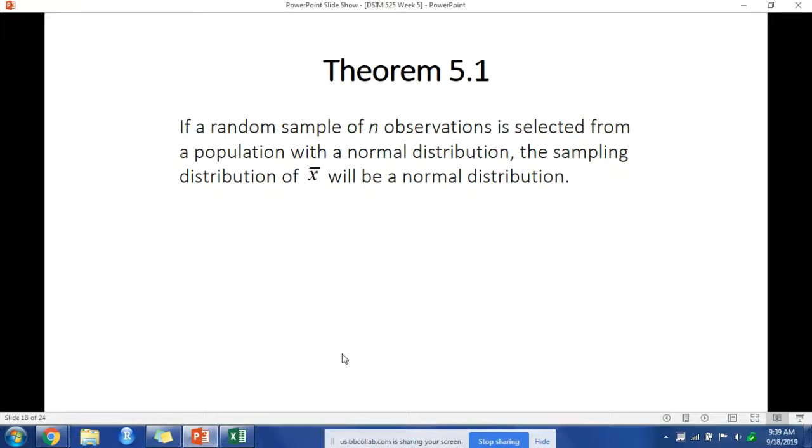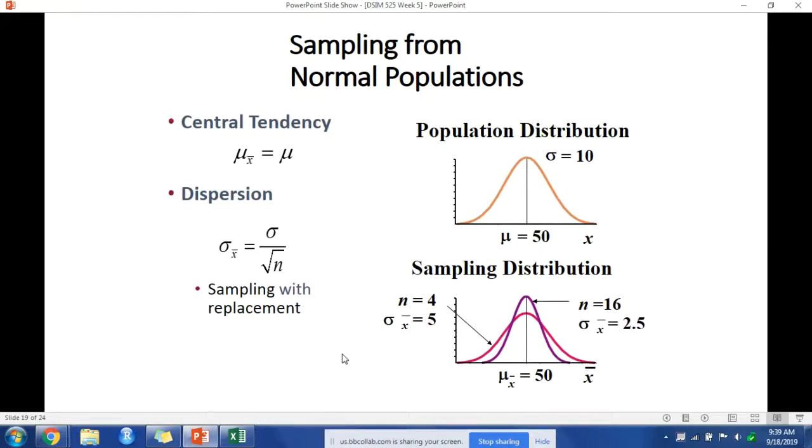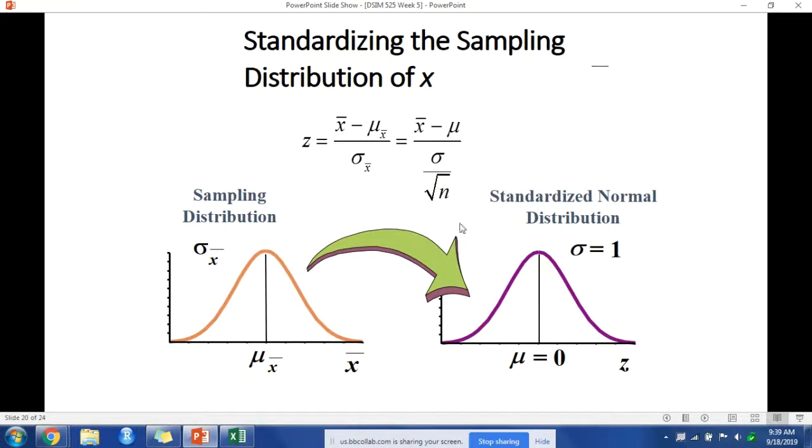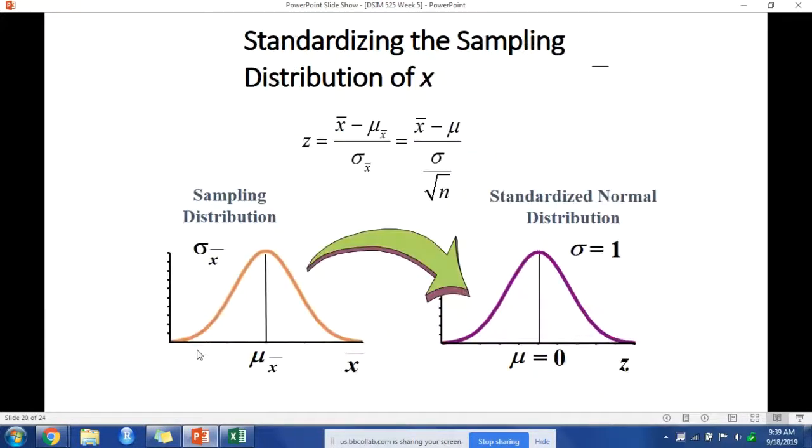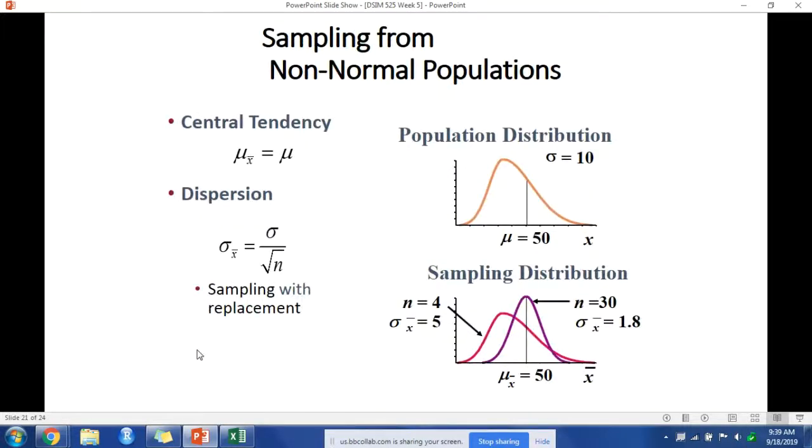A random sample of n observations is selected from a population with a normal distribution. The sampling distribution of x bar, the sample mean, will be normally distributed. Where does that come from? First, we look at our central tendency, which is our mean, and at the standard error of our sampling distribution. As we standardize that sampling distribution of x bar, these are normally distributed.